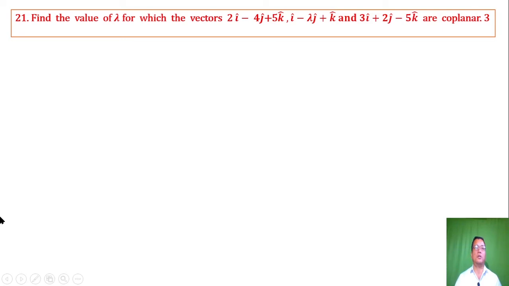Question number 21. Find the value of lambda for which the vectors this and this are coplanar. 3 marks. These 3 vectors are coplanar. It is given. We have to find out lambda.